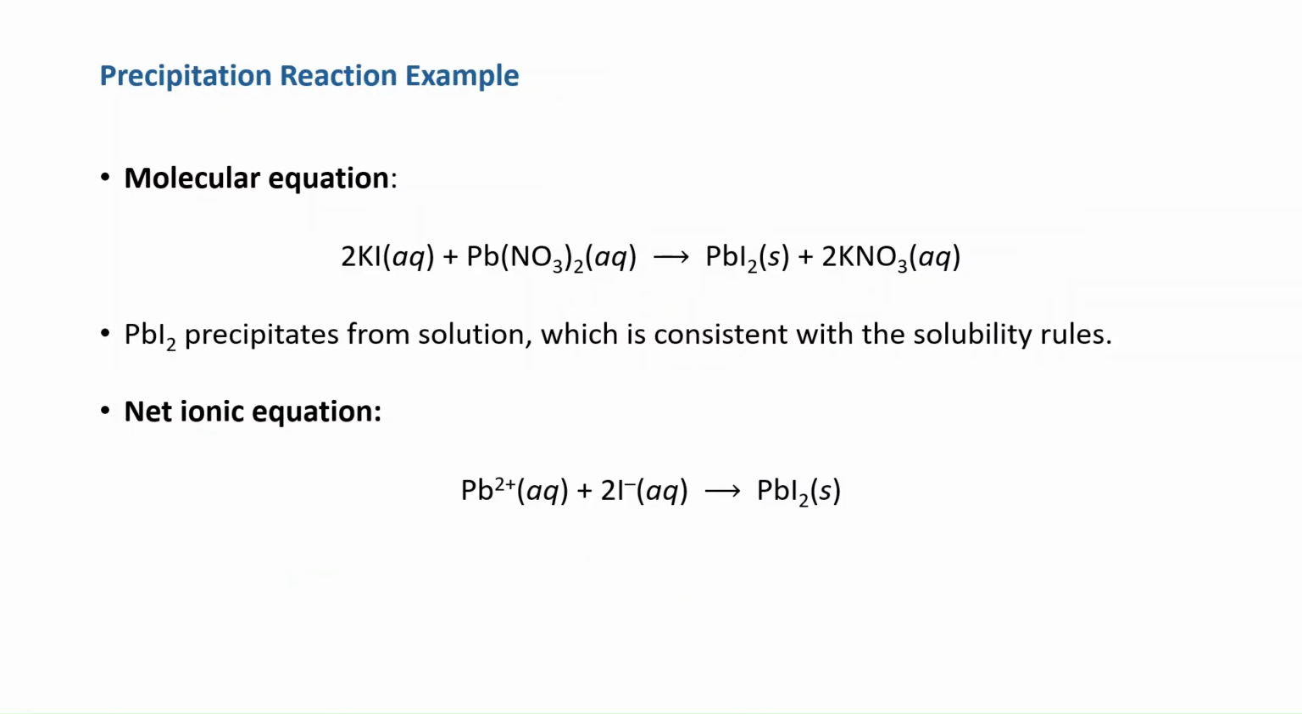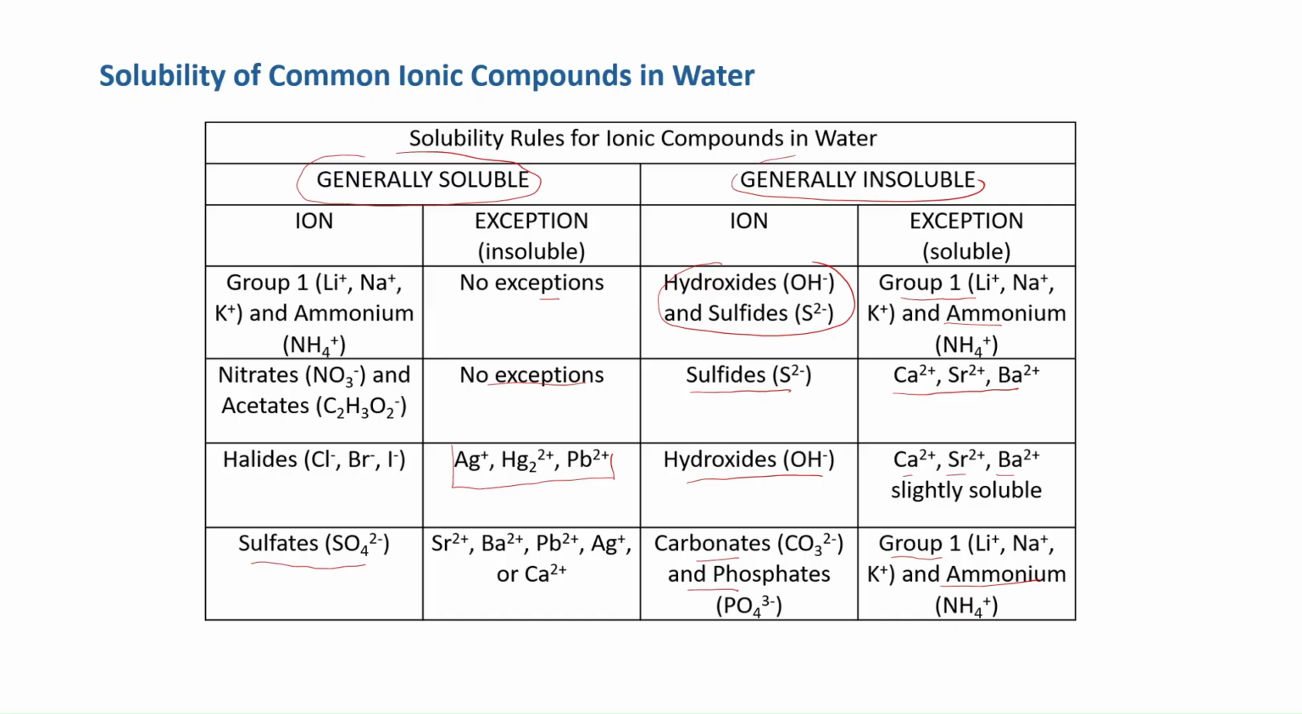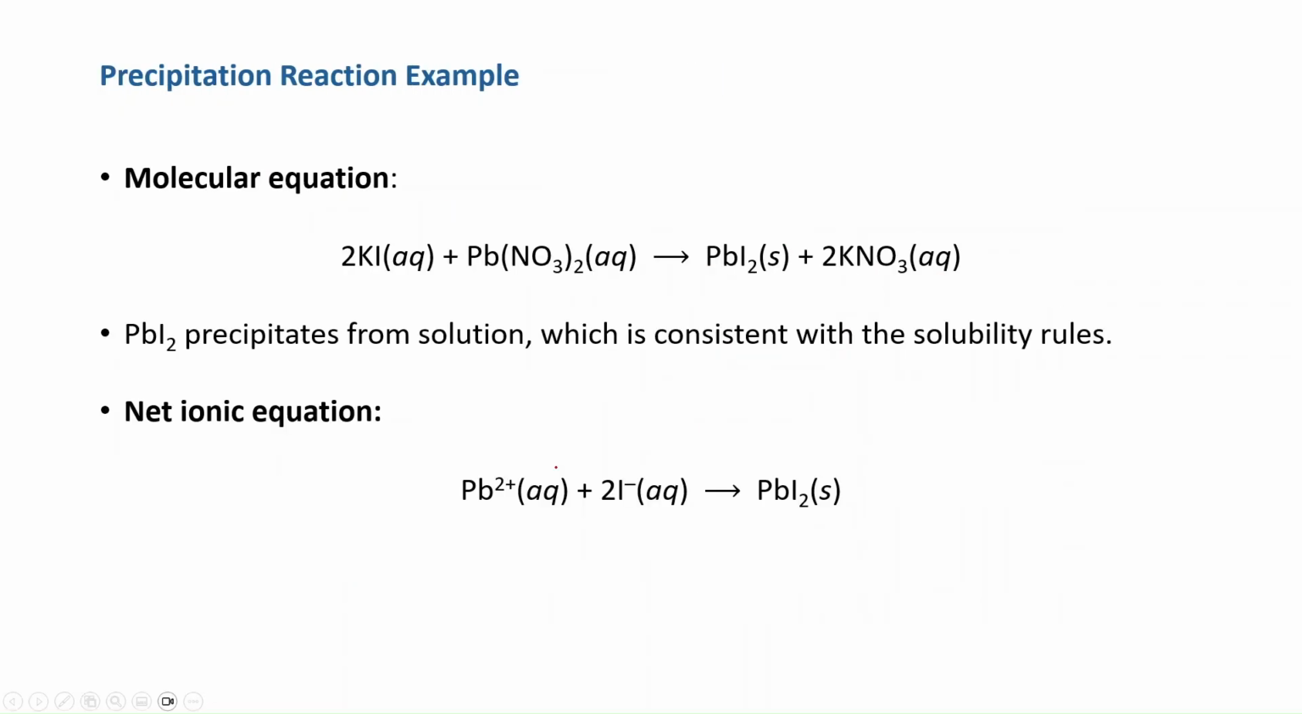So we write a precipitation reaction, potassium iodide. You go to a table. Potassium is group 1, so it's going to be soluble. It's an aqueous solution. Lead nitrate, we say all nitrates are soluble, so it's going to be aqueous. Lead iodide, we say halides are always soluble. Let's go to the halides, except lead. It's insoluble, so we put S. S does not stand for soluble, remember, it stands for solid. Potassium nitrate, this is group 1, this is nitrate, so of course it's soluble, aqueous.